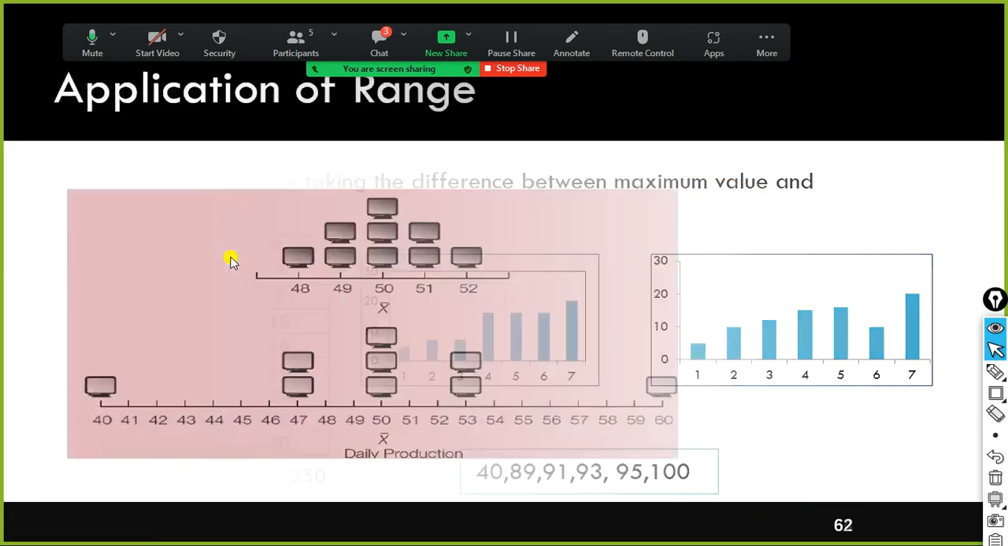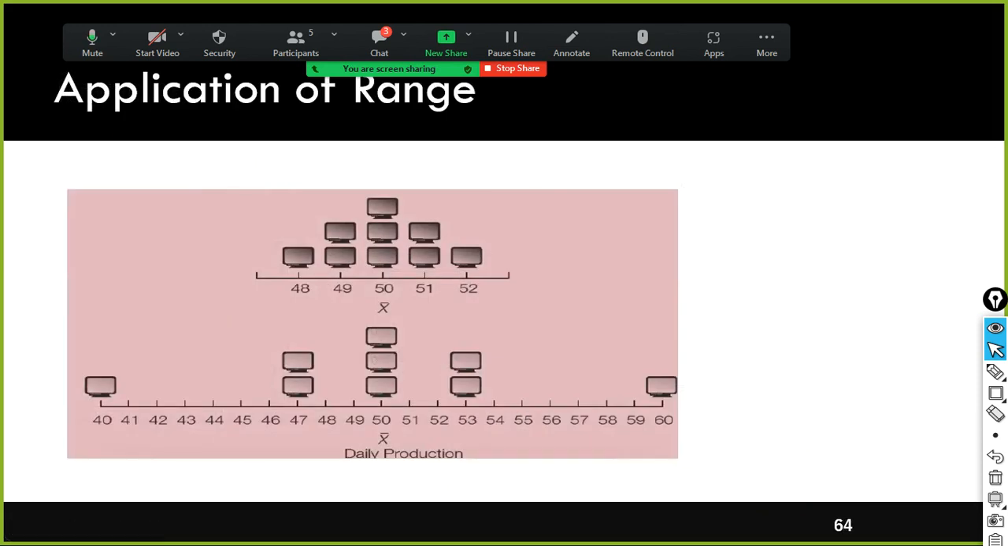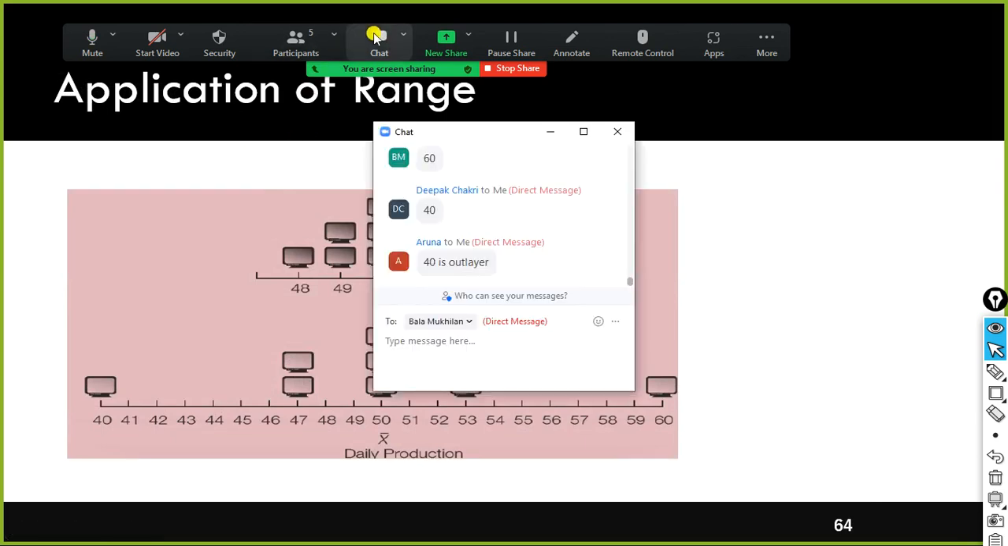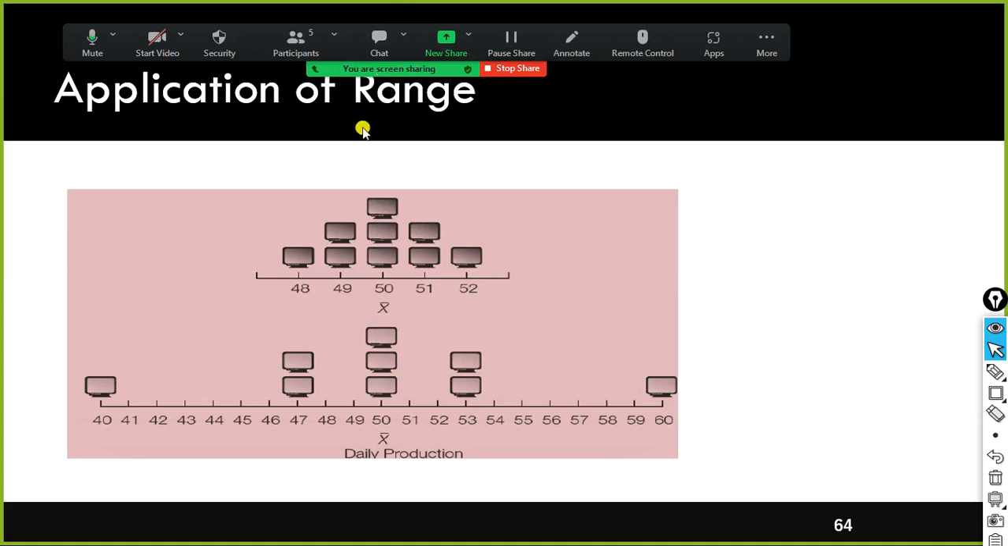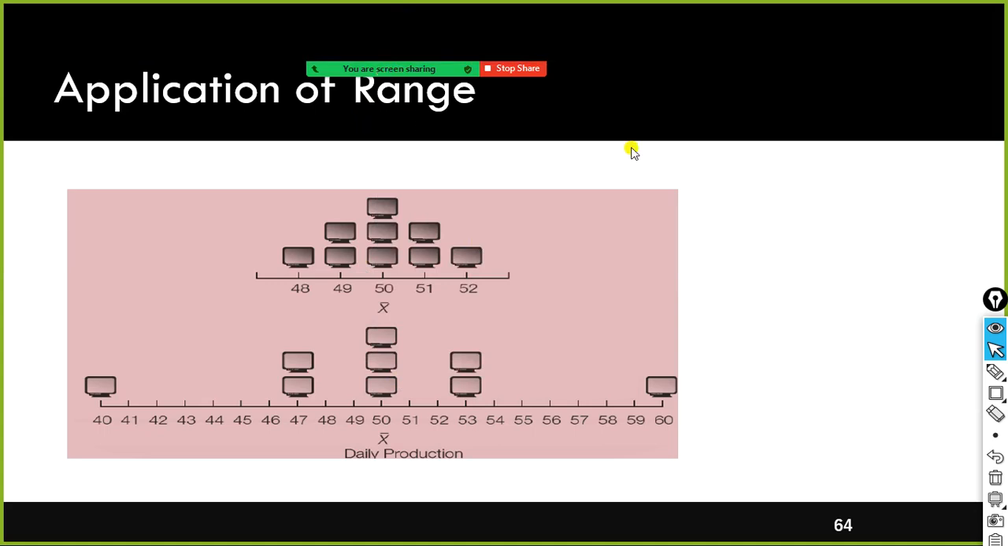So that's where we have some other measures which we can use. We have something called standard deviation. To overcome this drawback, we can use some other measures.